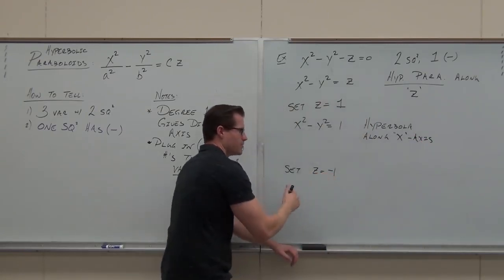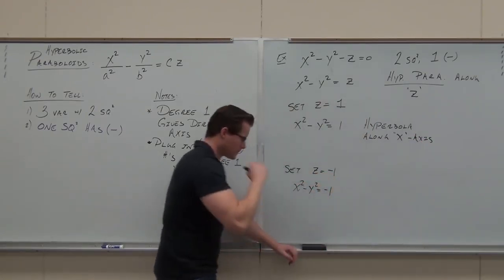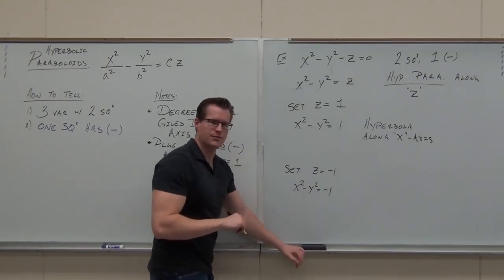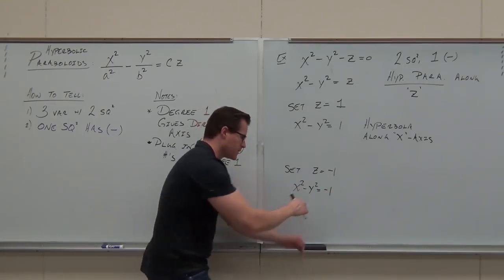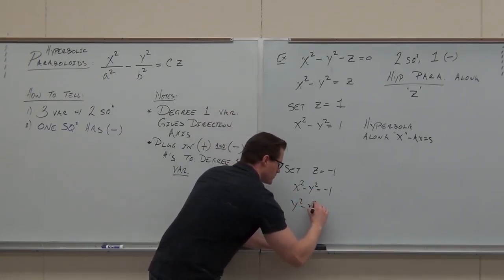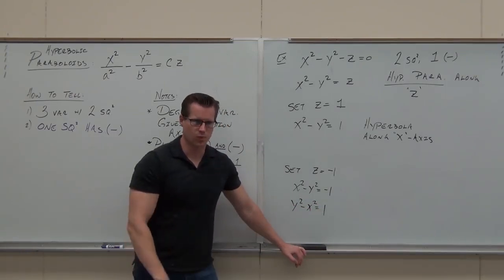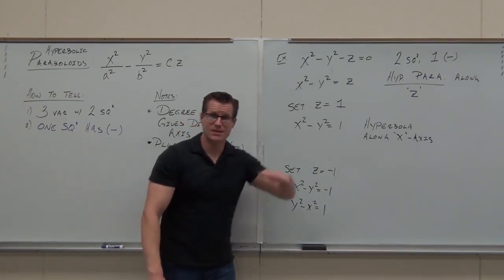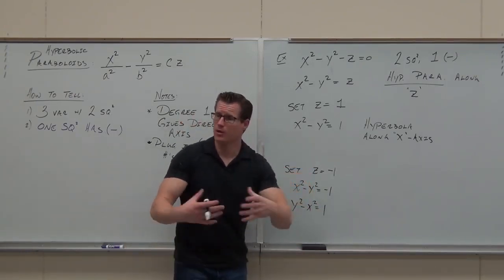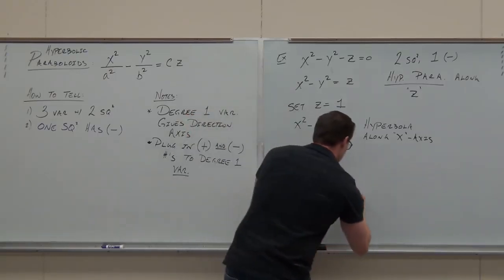But if we plug in negative 1, in order to get that standard form, you have to divide by a negative. If I do that, this sign changes, that sign changes, and we get y squared minus x squared equals 1. So at z equals -1, down here, my hyperbolas change. Now I have hyperbolas, but they're along the y-axis.